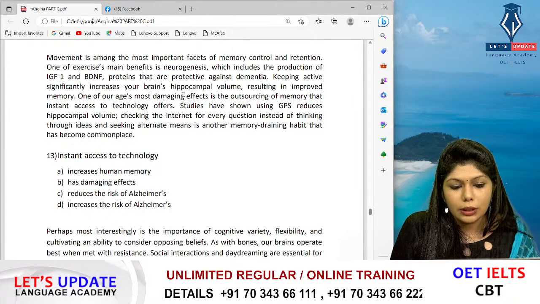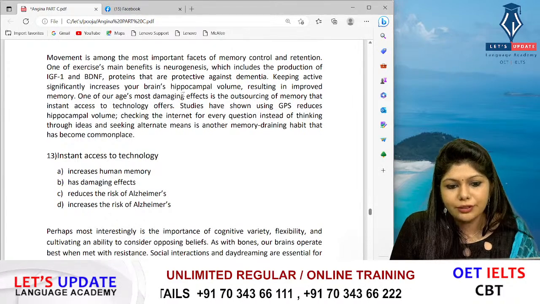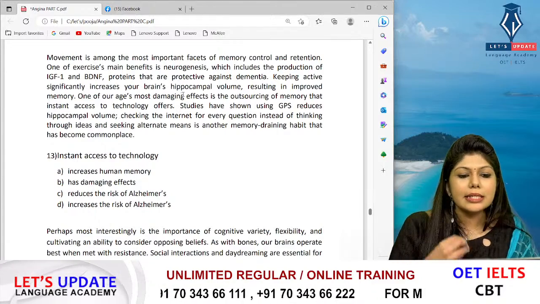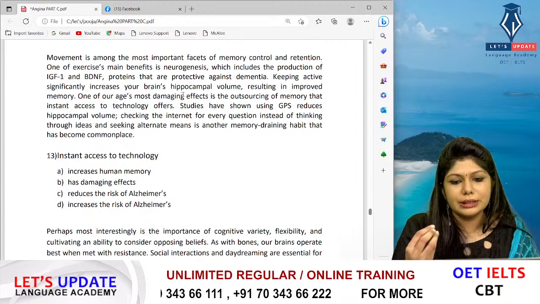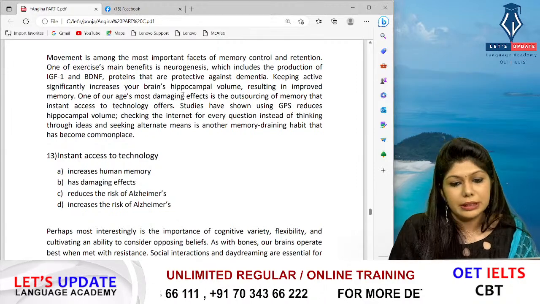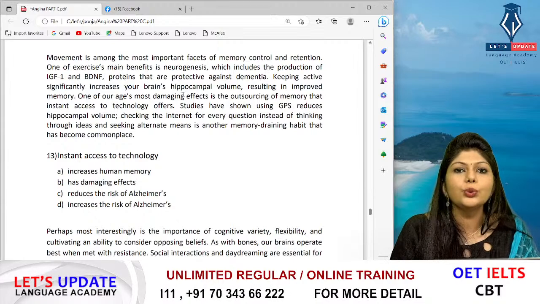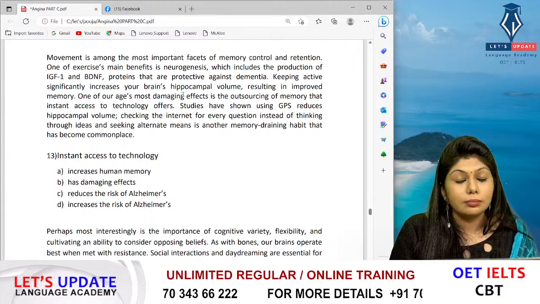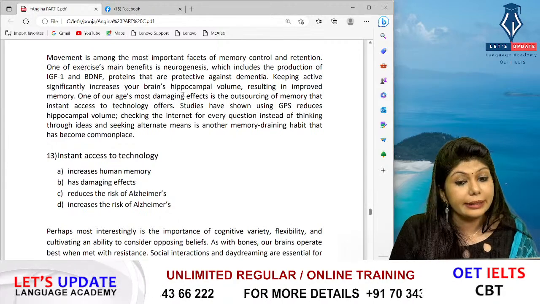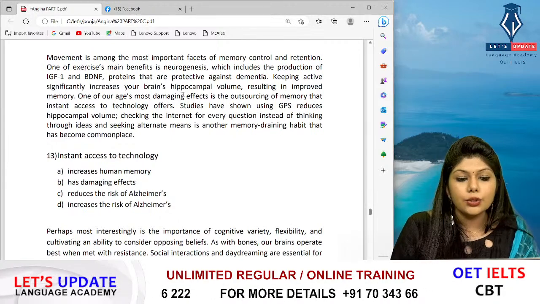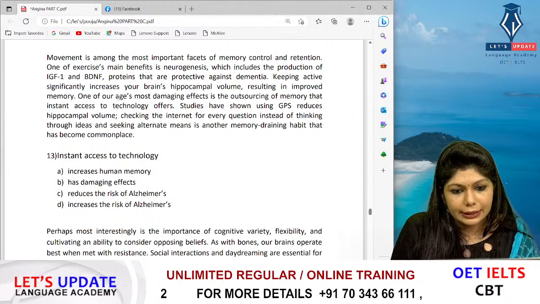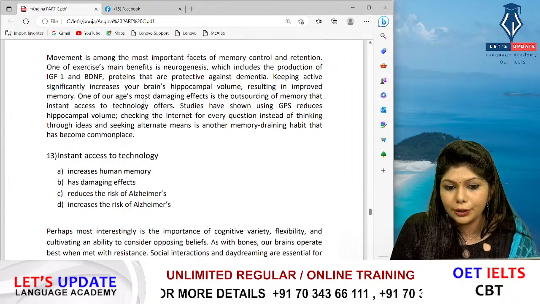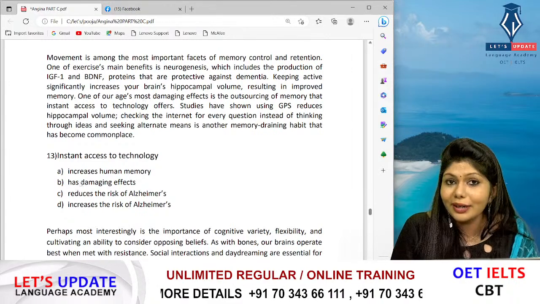Okay, so outsourcing of memory is definitely having damaging effects, and instant access to technology offers in a way that is the outsourcing of memory, because you don't think by yourself, you just search for answers to all your questions in the internet or using the technology. So that is why they have mentioned that outsourcing your memory is definitely a damaging effect and not instant access to technology. You cannot take B.